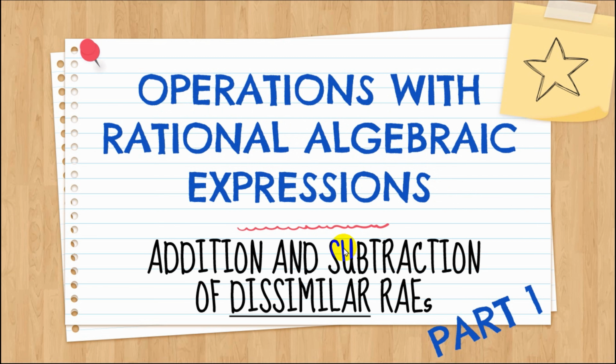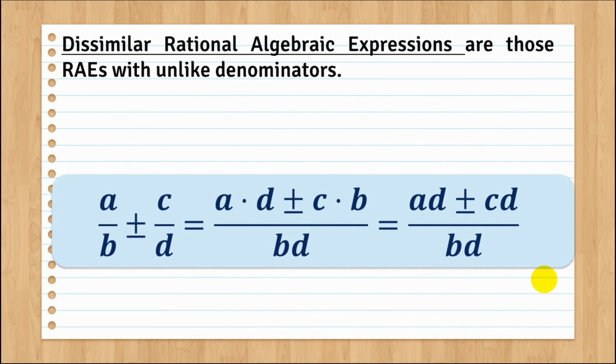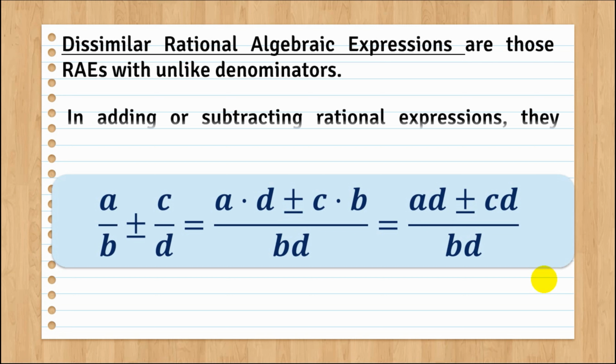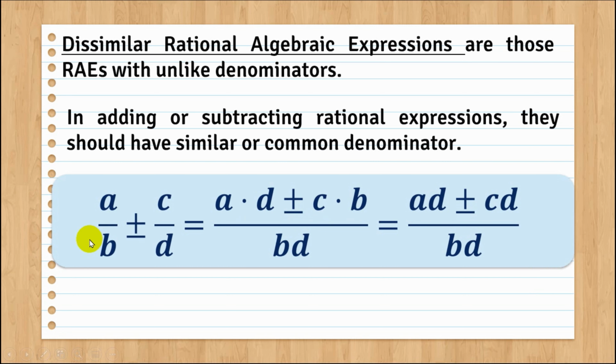And now we're going to talk about addition and subtraction of dissimilar RAEs. And ano nga ba ang dissimilar RAEs? So dissimilar rational algebraic expressions are those RAEs with unlike denominators. So as you can see, we have here a symbol or pattern wherein there are two different denominators. So A all over B plus or minus C all over D.